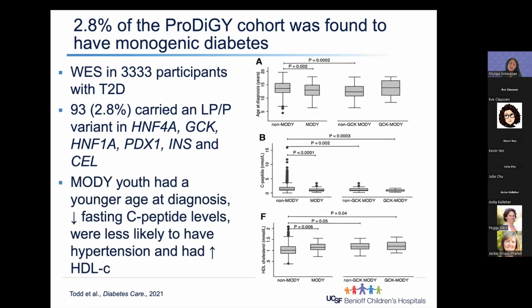So what we found was that MODY youth had a younger age of diagnosis compared to those with type 2 diabetes, as you can see here. And this was, again, driven by the GCK MODY. They also had lower fasting C-peptide levels, were less likely to have hypertension, and had higher HDL levels compared to those who had type 2 diabetes.